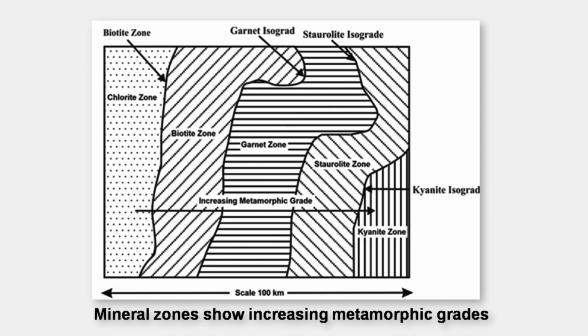See this diagram, which shows mineral zones showing increasing metamorphic grades. The biotite zone is shown on my left hand side with dash or dotted lines. It is the biotite zone, then chlorite zone, biotite zone, and increasing metamorphic grade is shown towards my right hand side. The kyanite isograd is on the right hand side, that is the high temperature side, and the staurolite isograd and garnet isograd. All the isograds are delineated from an area spanning around 100 kilometers.